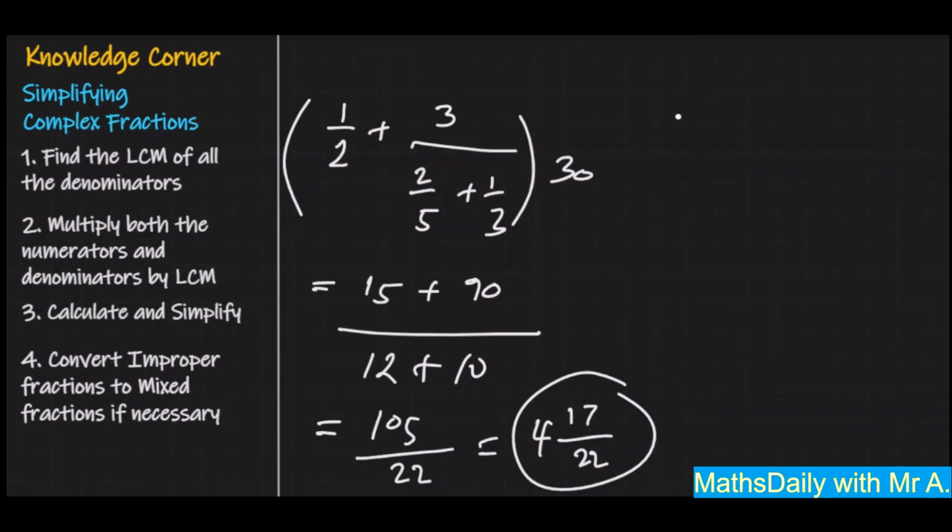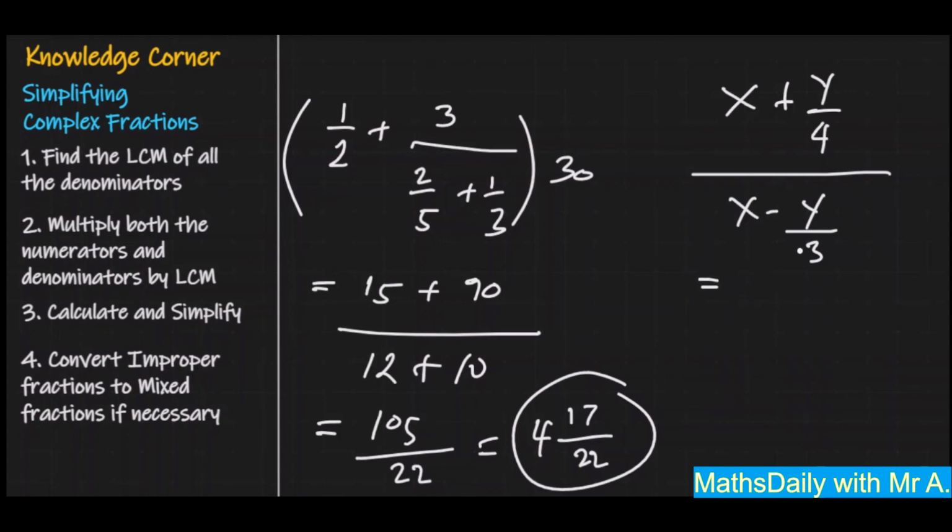Right. Let's try something that has variables. So (x plus y divided by 4) over (x minus y divided by 3). So in this case, we're going to find the LCM. The LCM of 4 and 3 is 12. So let's multiply this by 12.